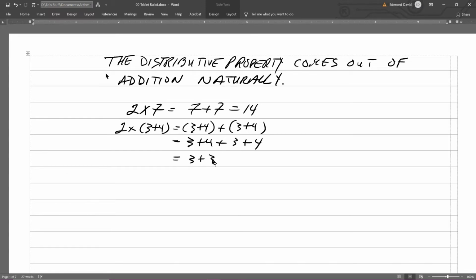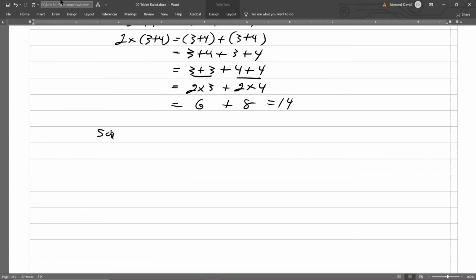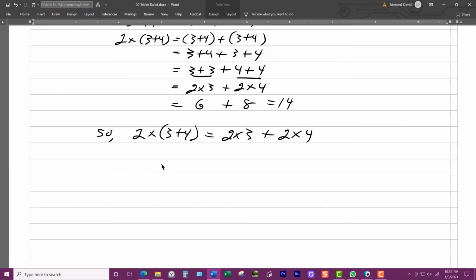Now, switch around the terms and we get 2 times 3 plus 2 times 4, which equals 6 plus 8 equals 14. So, 2 times the group 3 plus 4 equals 2 times 3 plus 2 times 4, the distributive property. When you add, the distributive property just happens.